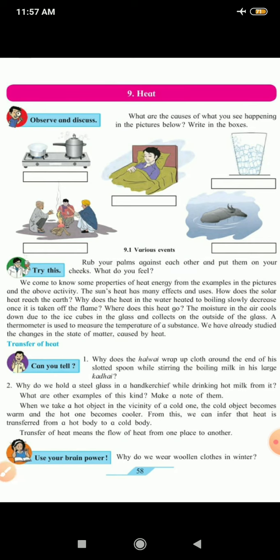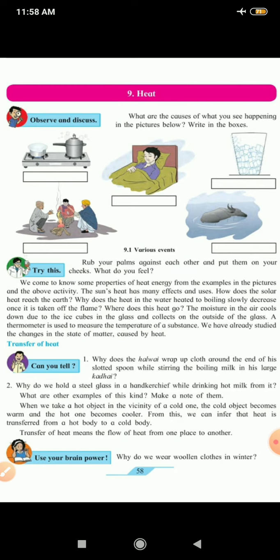Now, when we take a hot object in the vicinity of a cold one, vicinity means in the area or close by, the cold object becomes warm and the hot one becomes cooler. From this, we can infer that heat is transferred from a hot body to a cold body. Transfer of heat means the flow of heat from one place to another. Okay, so you can underline that. Transfer of heat means the flow of heat from one place to another.